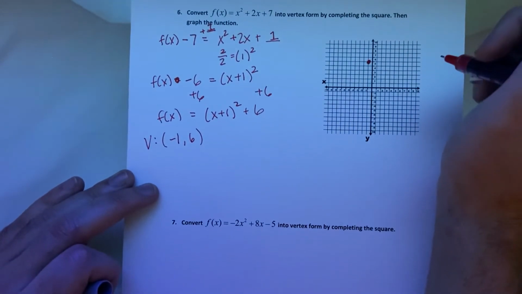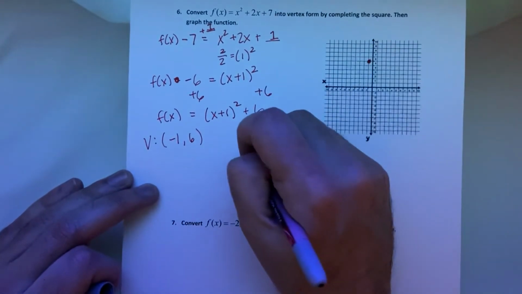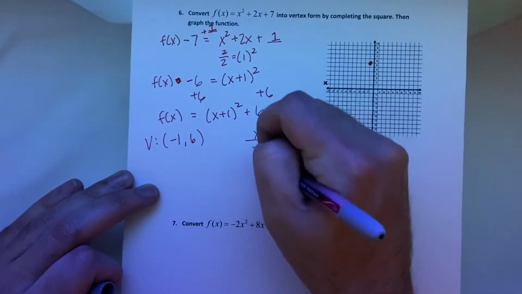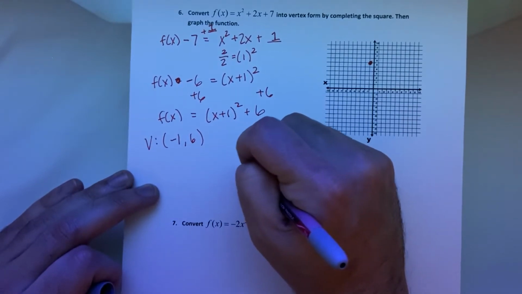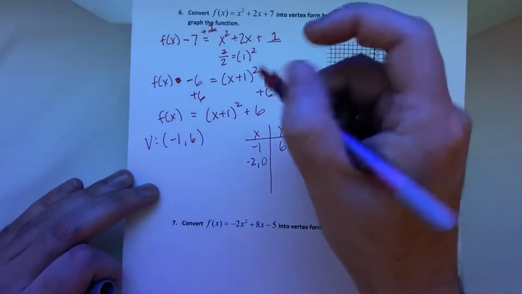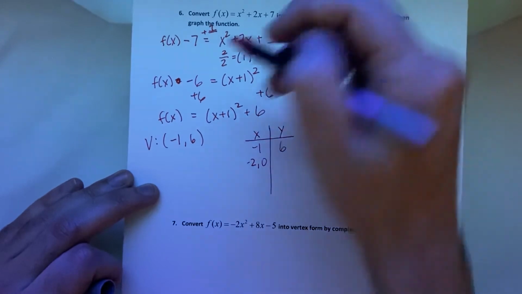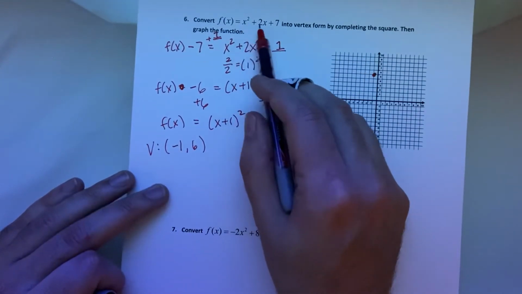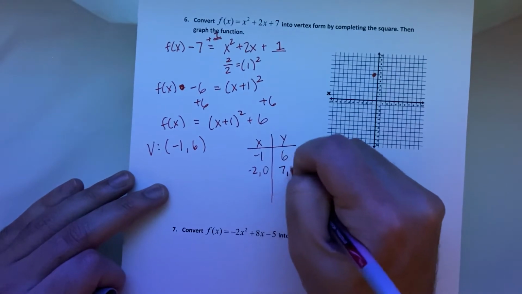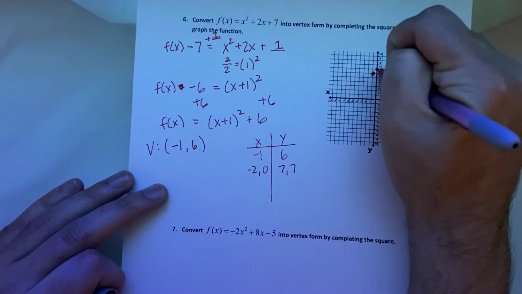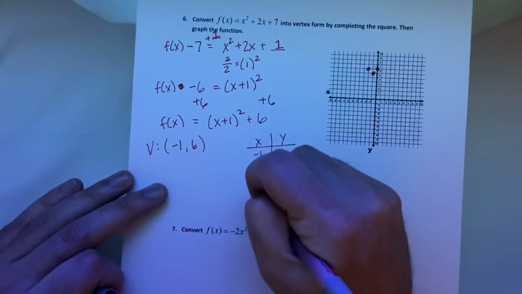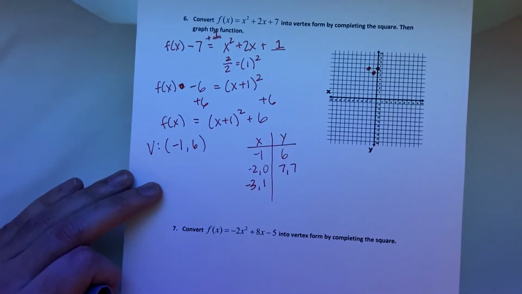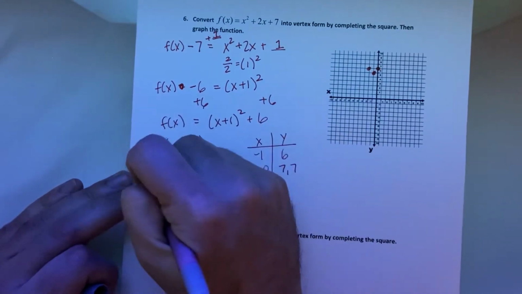We know it's facing upward, but we can still make a table for values. We have negative 1, 6. Things that are near negative 1 are negative 2 and 0. Plugging in 0 is easy. When I plug in 0 to the original equation, I know that all the x terms go away, so these will both be 7. Let's plug in one other thing. Negative 3 or 1 are the next in line. I'm going to plug it in here so we see what this looks like.